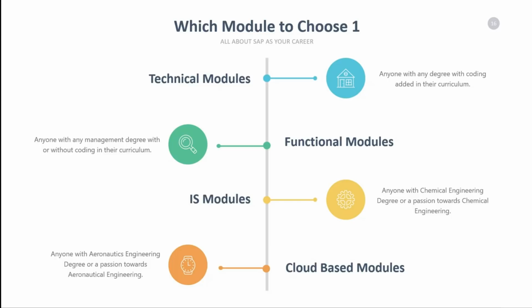And anyone with any specific specializations like chemical engineering, aerospace, defense, all these persons can get into the industry specific modules, which is shortened as IS modules. And finally, we have the cloud-based modules, where anyone who has got a passion to reveal new products in SAP, yeah, you have to go and start with the cloud-based products.